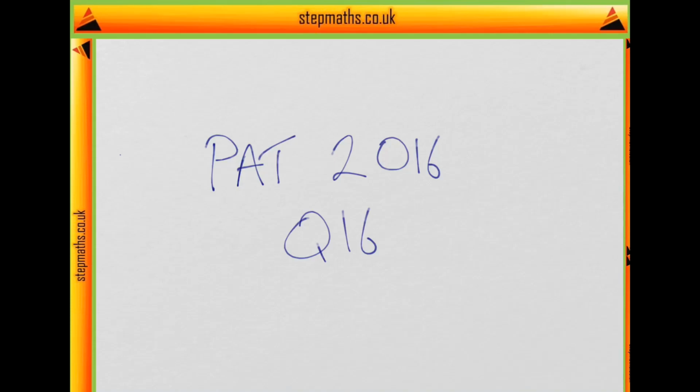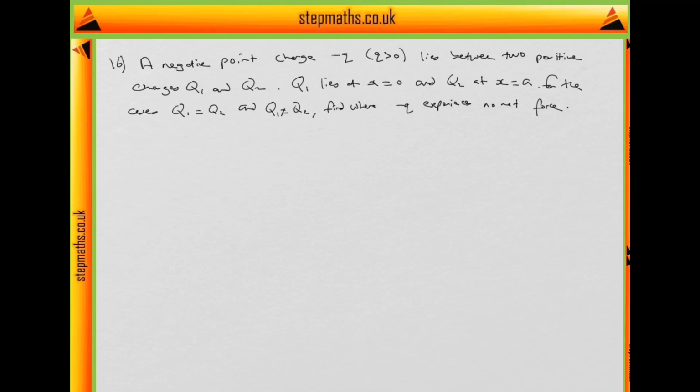Hi, today we're going to go through the PAT paper from 2016, looking at question 16. Question 16 says a negative point charge, minus Q, lies between two positive charges, Q1 and Q2. We're told Q1 lies at the point x equals 0 and Q2 at x equals a. We're asked, for the cases Q1 equals Q2 and Q1 doesn't equal Q2, to find where minus Q experiences no net force.